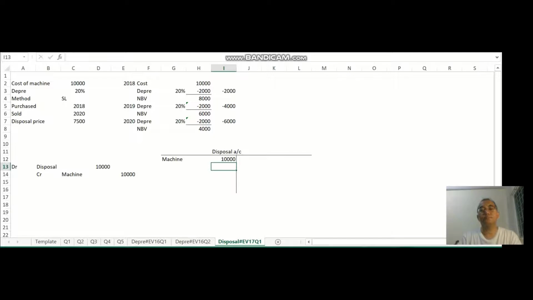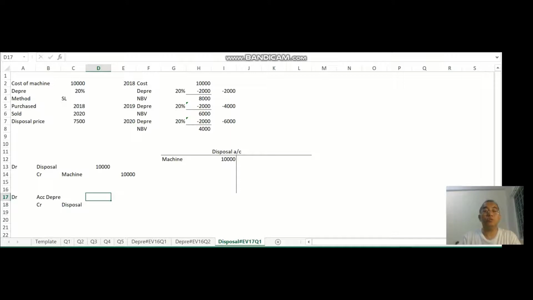Alright. So the second part, we have the accumulated depreciation account. At this moment, the accumulated depreciation account has 6,000. So accumulated depreciation account is at credit side. When you want to zeroize the accumulated depreciation, you need to debit them. So debit accumulated depreciation for the machine and credit disposal.